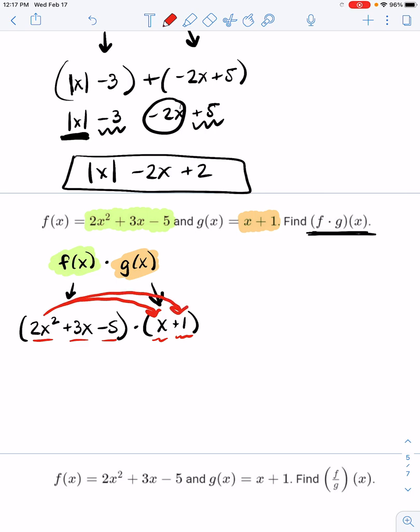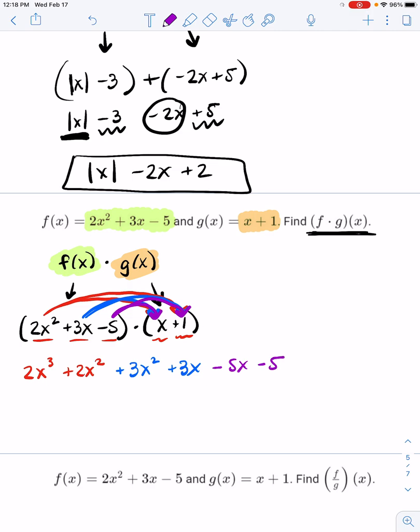So I have 2x squared times x is 2x to the third. So think of it, you have x squared and you're doing another x there. So it's x cubed. And then 2x squared times 1 is 2x squared, okay? Now I'm going to change colors. Now I'm going to distribute the 3x to both of these, okay? So 3x times x is 3, there's 2 x's there, x squared. 3x times 1 is just 3x. And then finally, I'm going to do in purple, negative 5 times x, negative 5 times 1. So negative 5 times x is negative 5x, negative 5 times 1 is negative 5.